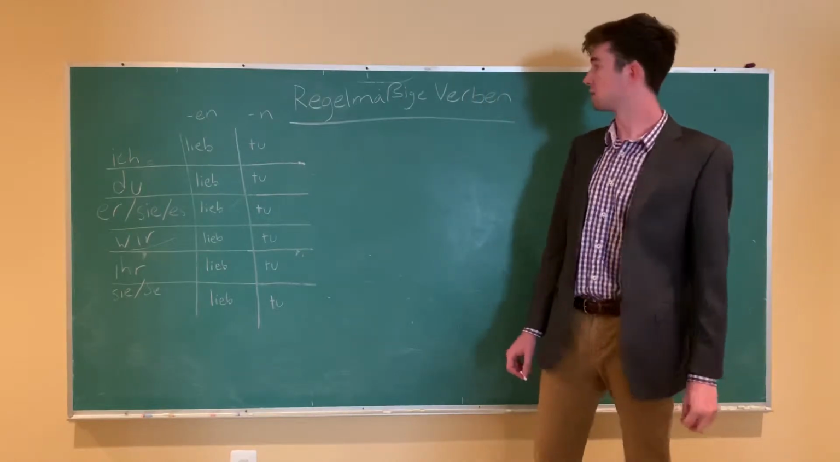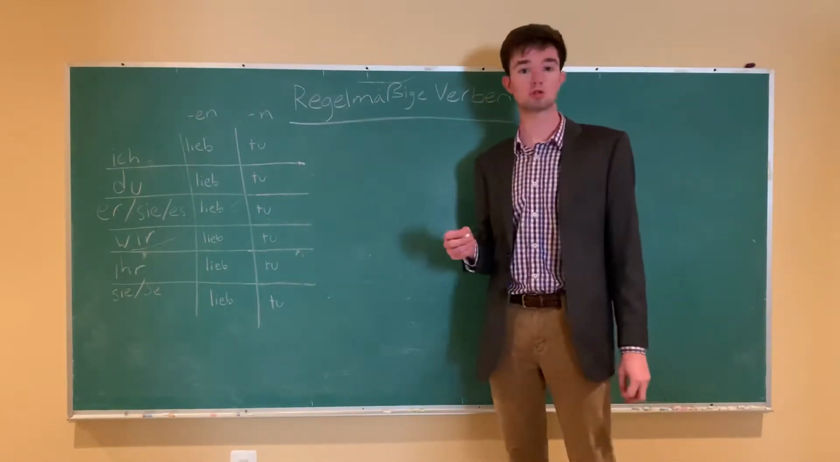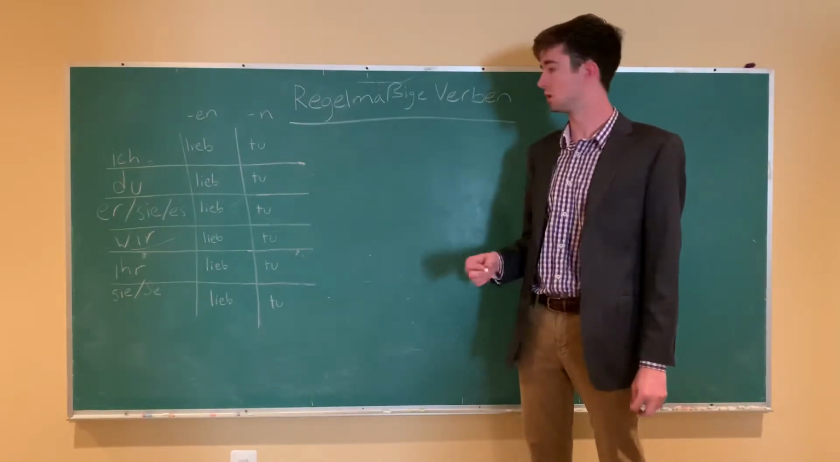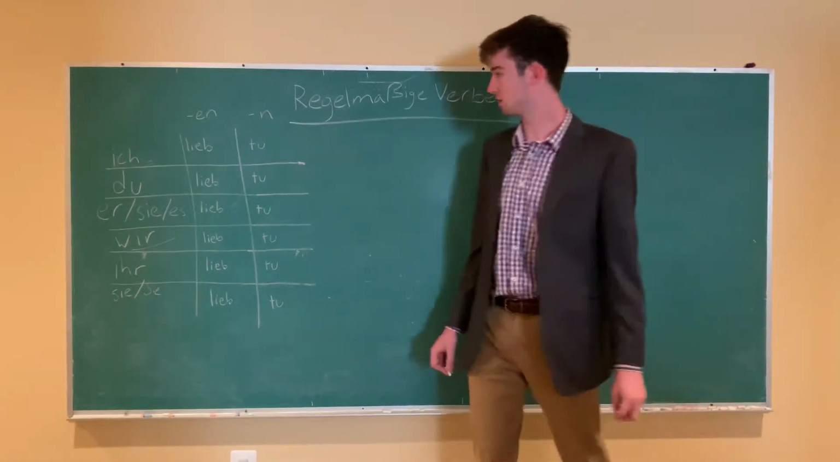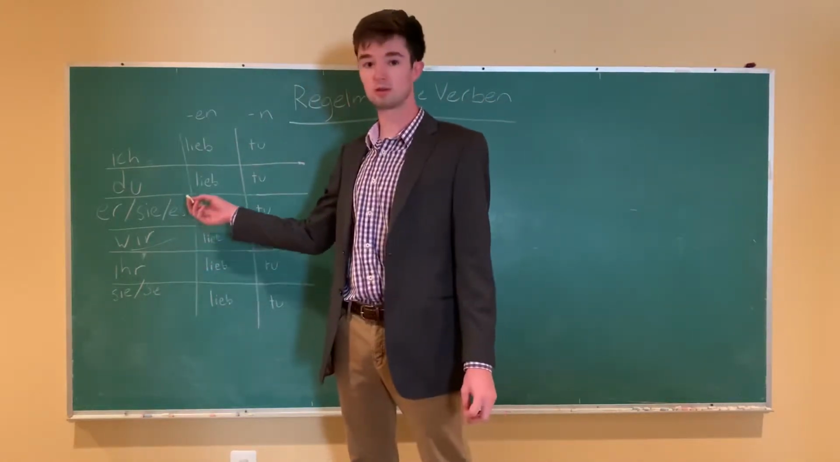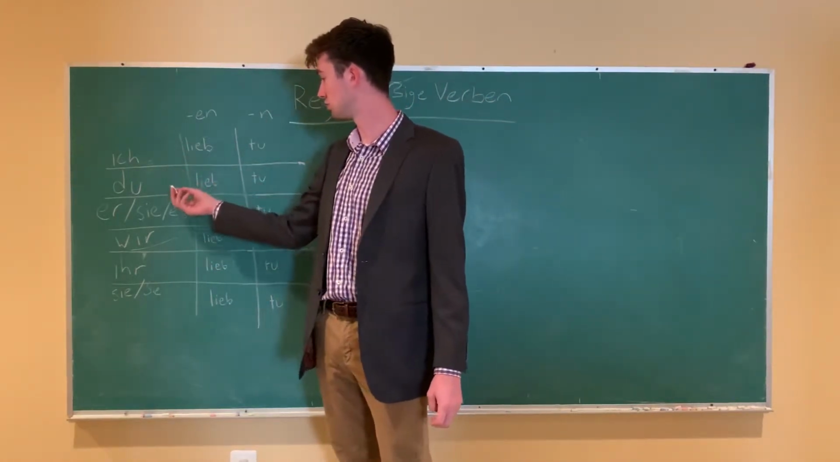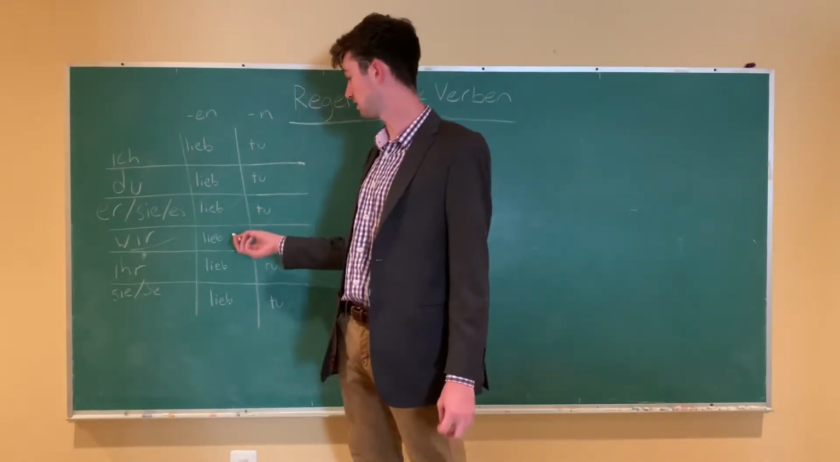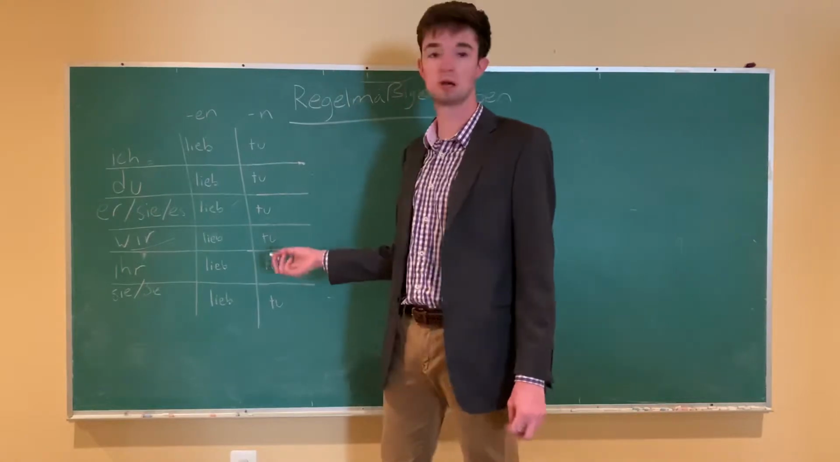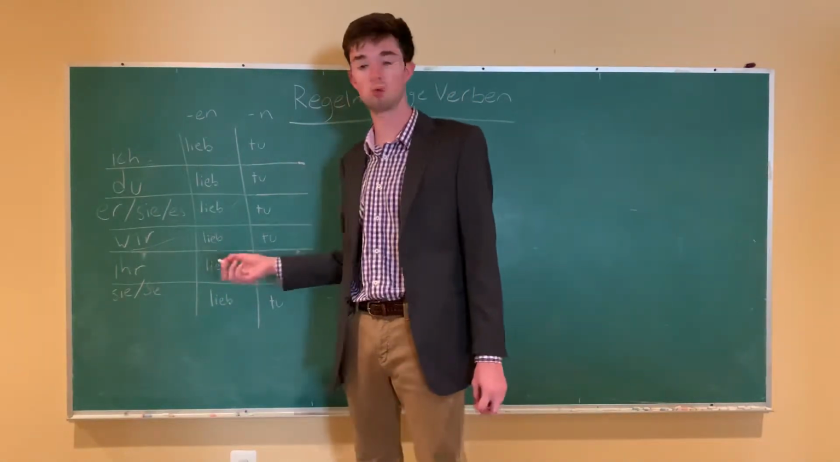Today we will be talking about regelmäßige Verben, or in English, regular verbs, and more specifically how to conjugate them. So the first step is simply making a chart like so. You want to have your personal pronouns listed in this order: ich, du, er, sie, es, wir, ihr, and then sie and Sie, with one of the s's being lowercase and one being uppercase to show informal and formal.